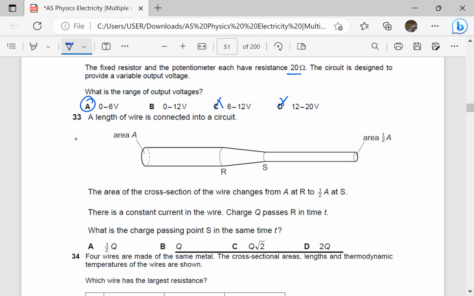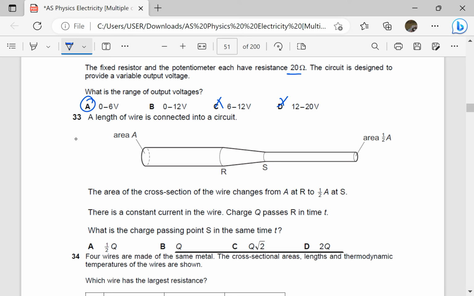A length of wire is connected into a circuit. The area of the cross section of the wire changes from A at R to a half A at S. There is a constant current in the wire. Charge Q passes R in a time t. What is the charge passing point S in the same time t?